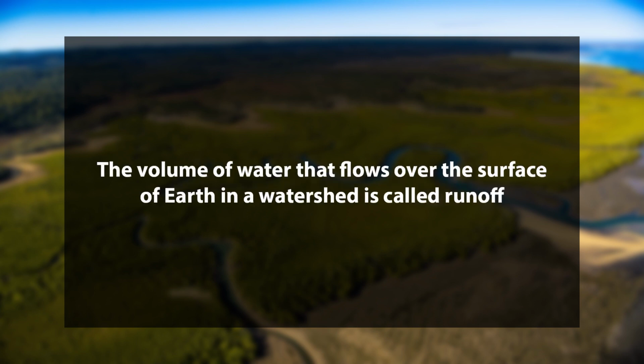The volume of water that flows over the surface of earth in a watershed is called a runoff. After a rainfall event, it gets distributed into different components such as evapotranspiration, interception flow, soil storage, through flow and runoff. The runoff is the volume of water that is generated after the soils and surface depressions are saturated. It is also called as saturation excess overland flow.